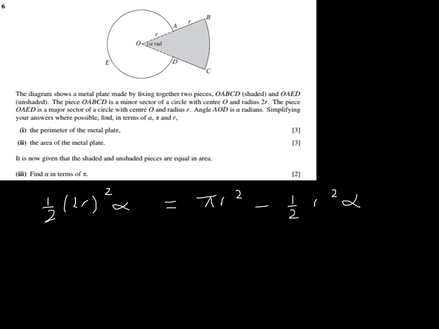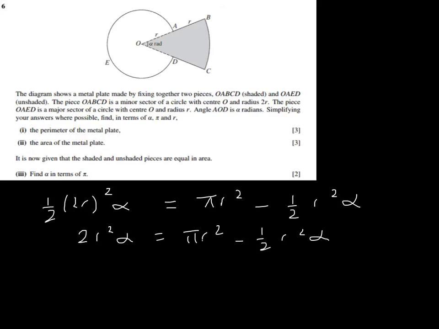The next part is just to rearrange it, and you want to make alpha the subject. So have alpha on the left-hand side and everything else on the right-hand side. So I'm just going to expand this out again to get 2r squared alpha to tie it up. Remember, again, that was by doing 2r times 2r, so getting 4r squared, and then halving it to get 2r squared alpha. And then I'll just rewrite the other side out again.